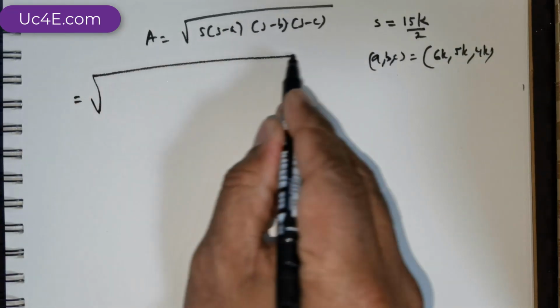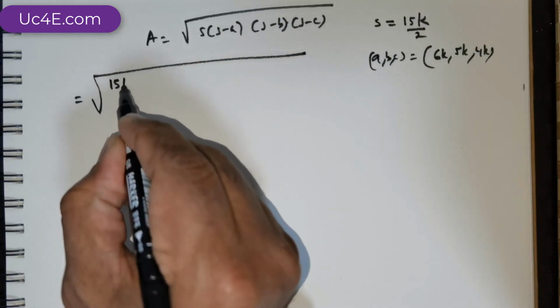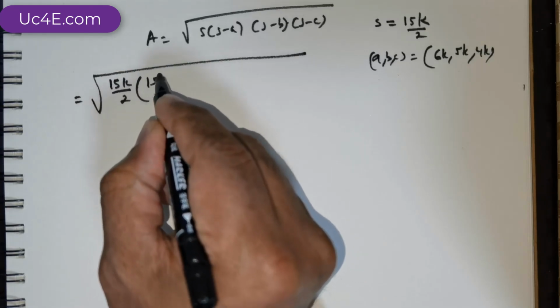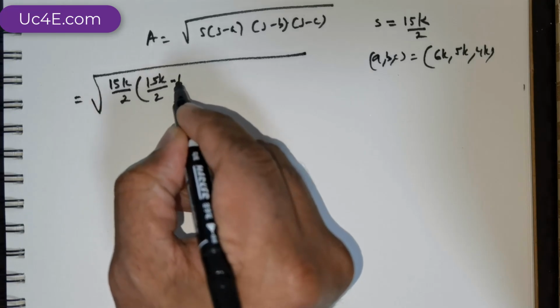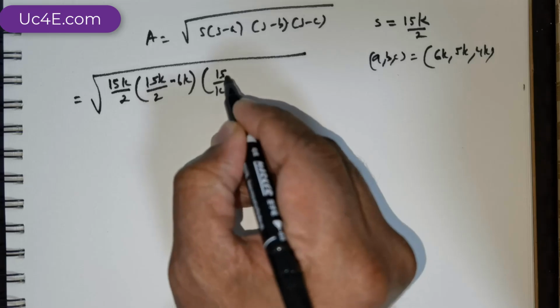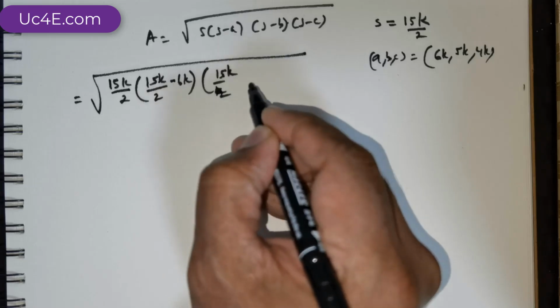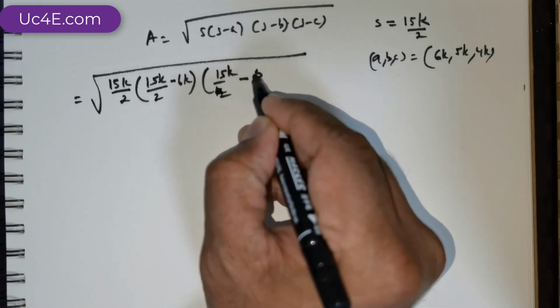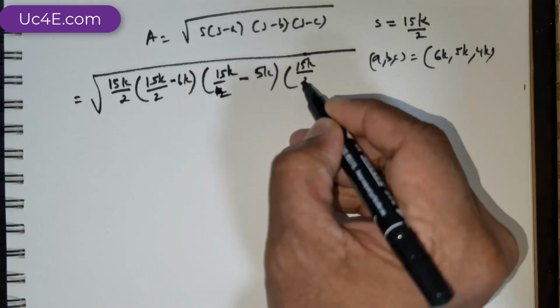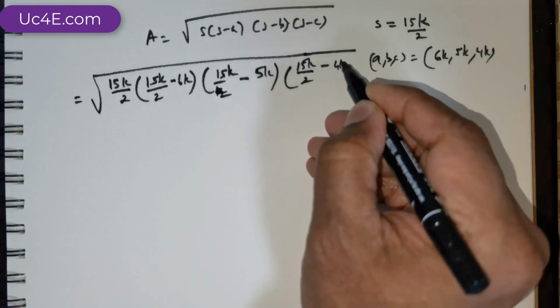So we will utilize all of this. So this is equal to square root of 15k over 2 times 15k over 2 minus 6k times 15k divided by 2 minus 5k times 15k over 2 minus 4k.